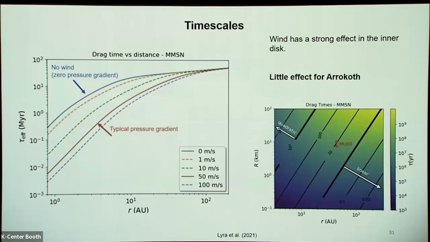So this is the plot here of the effective orbital drag time, in terms of millions of years, and what you expect here in terms of distance. Right? And as you see here, they all converge at about 30 AU. So this is the typical pressure gradient here in the disk, the red line, so 0, 1, 10, 50, and 100.